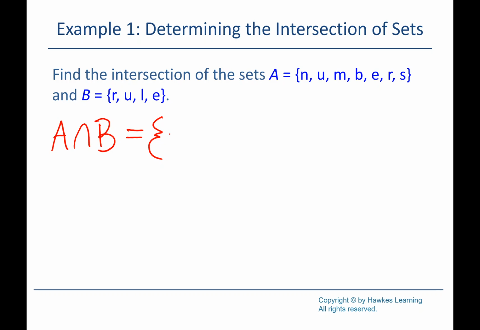The first one I see is U. It's in A and in B. R and E. Yeah, R is in both, and E is in both. So that is our intersection. That's like the place where the sets overlap, okay? The elements that are in both sets. Okay. Questions on that one? Got the idea of intersection?